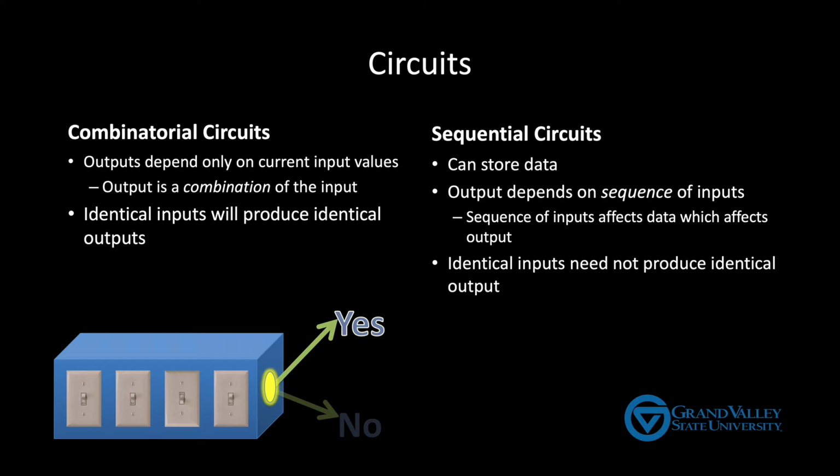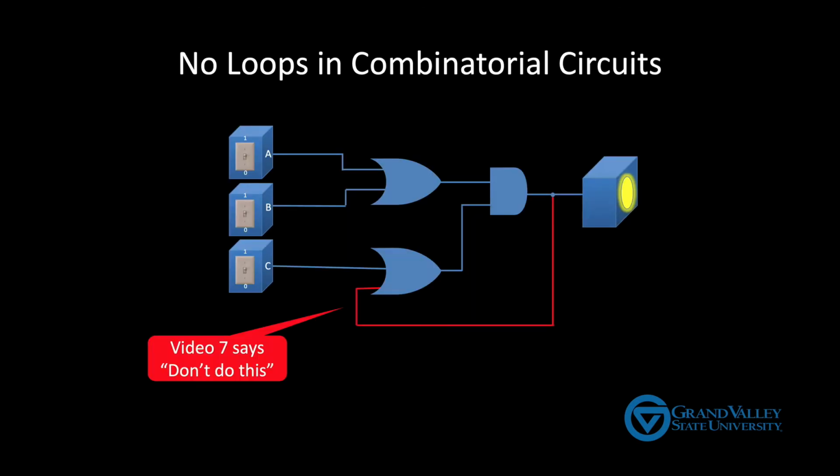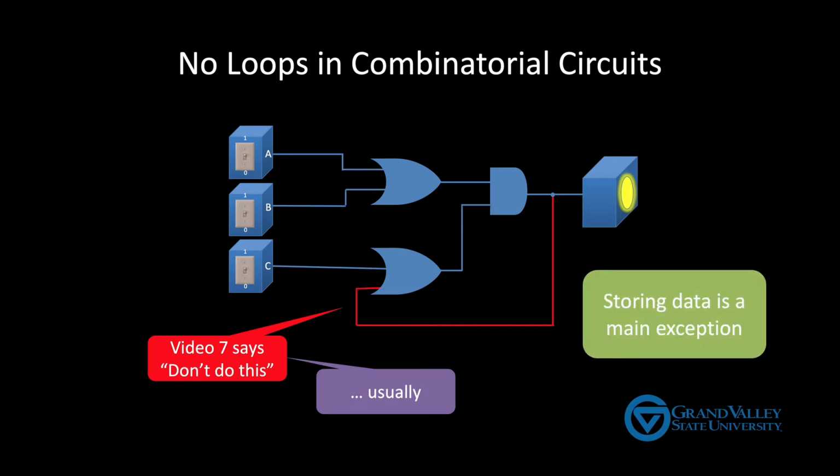The first thing we need to build a sequential circuit is a means of storing data. One type of circuit that can store data is called a latch. Remember back in video 7 when I said that circuits shouldn't have loops, and then used a bunch of weasel words like usually? Well, we're about to see the main exception to that rule. We're going to use a feedback loop to store data.